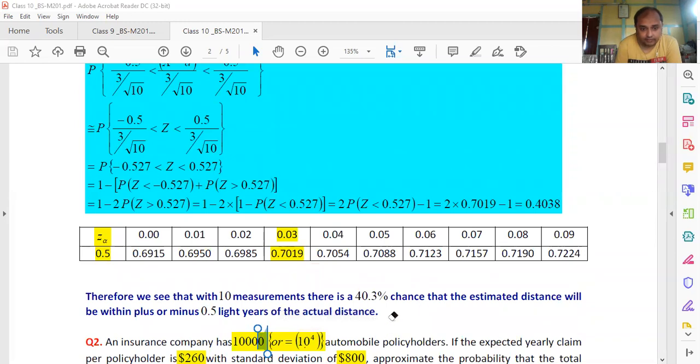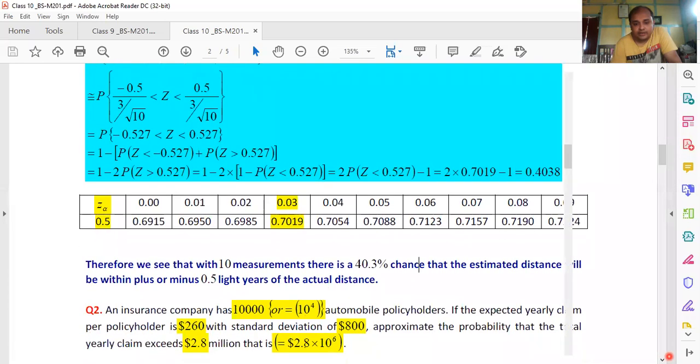Now you see, after calculating this, what we have found is that the probability is coming out to be 0.4038, and our conclusion is that with 10 measurements, there is a 40.3% chance that the estimated distance will be within plus or minus 0.5 light years of the actual distance.